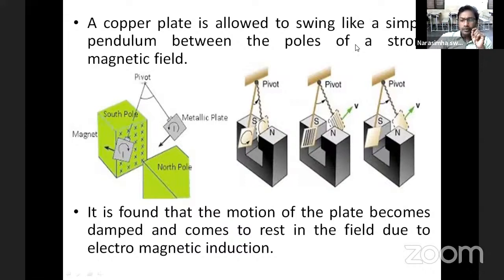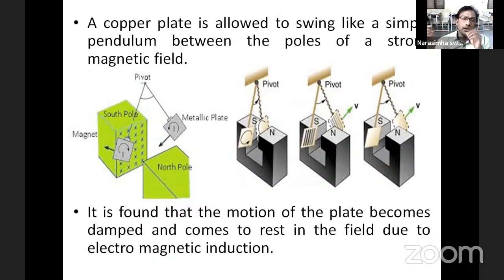So here is an experiment for more understanding. Look at this. A copper plate is allowed to swing like a simple pendulum between the poles of a strong magnetic field. We are practically doing that. Now I explain the concept: when a metal block is kept in a changing magnetic field, an induced EMF will be generated, and this induced EMF produces current. We have already seen that in coils, but now we are applying the same concept to metal blocks.